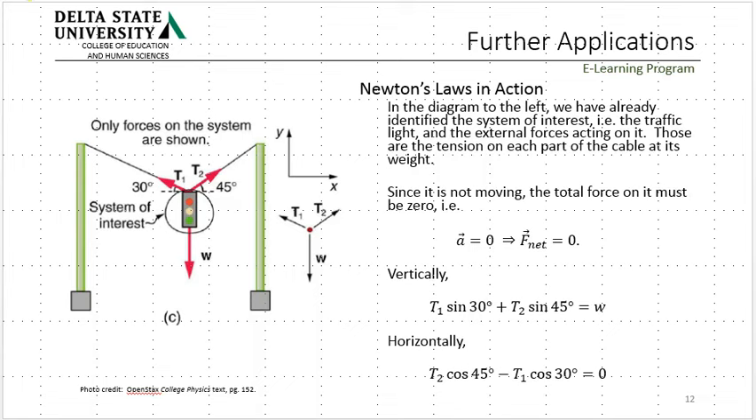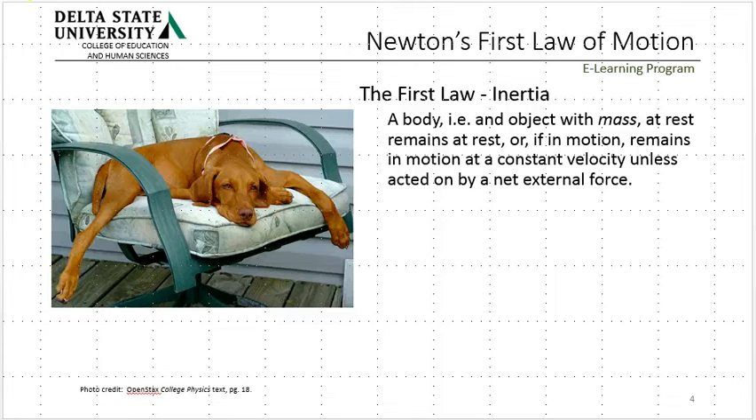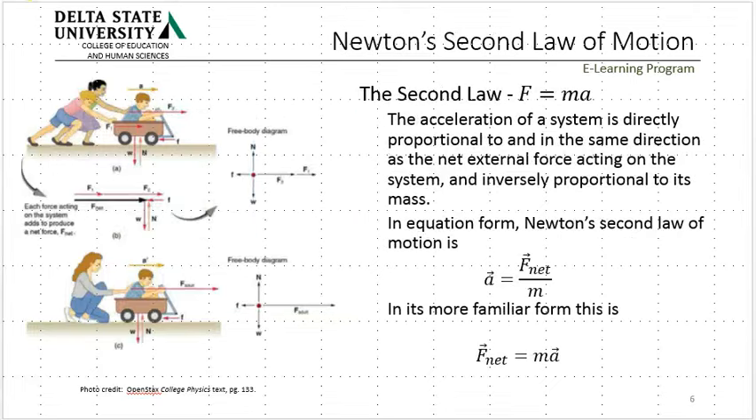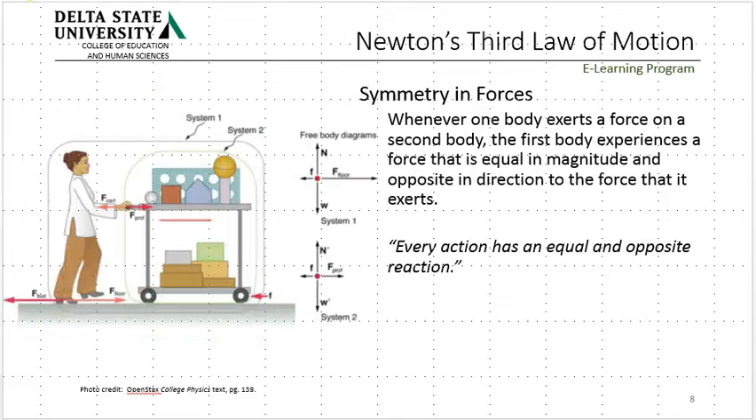Please remember, a body at rest will tend to stay at rest unless acted upon by an external force. A body in motion will remain in motion at constant velocity unless acted upon by an external force. This is Newton's first law. The net force on a system equals its mass times its acceleration. That's Newton's second law. And Newton's third law: every action has an equal and opposite reaction.